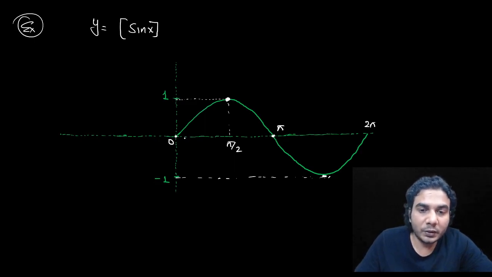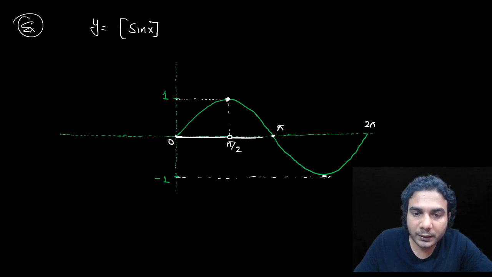Now, between 0 to pi, because values of sine x are less than 1 and greater than or equal to 0, its greatest integer will be 0 only, okay? 0 only, and this will be 0.